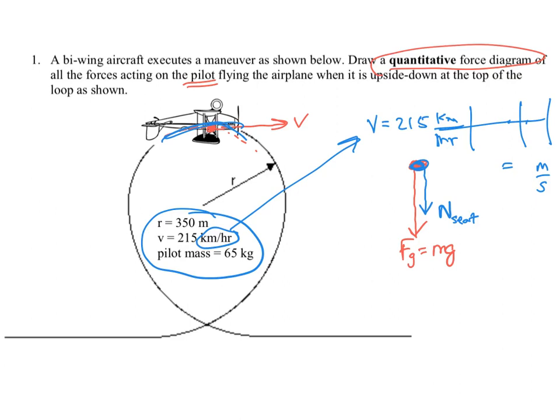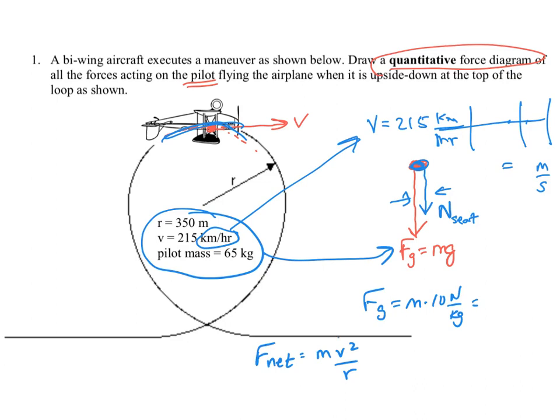Once you do that, and since it's asking you to draw a quantitative force diagram, that means you have to put numbers to these forces. Since we know the pilot's mass is 65 kilograms, it's pretty straightforward. Since the gravitational force is m times 10 newtons per kilogram, we'll get it very easily. We can get the net force on the pilot by using mv squared over r for circular motion. The v squared over r part is the acceleration. Once we convert v into meters per second and we know r and m, we can calculate a number for the net force.